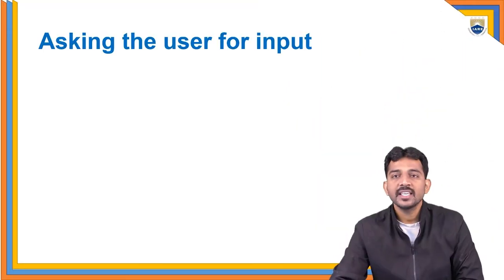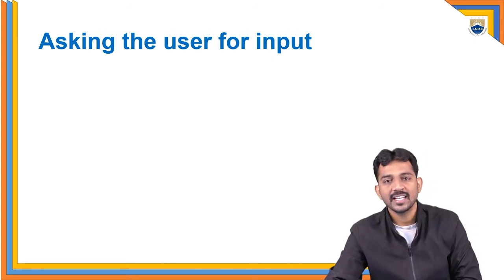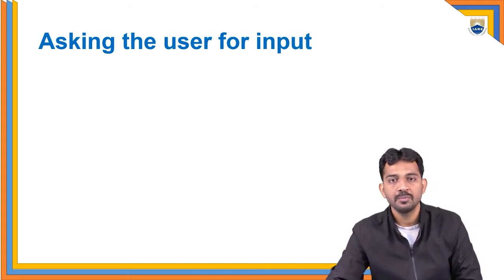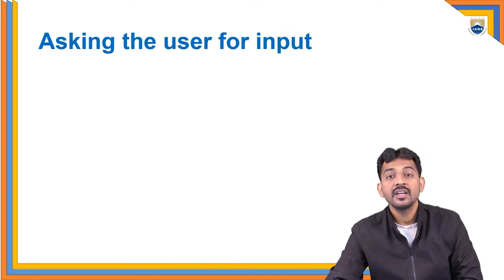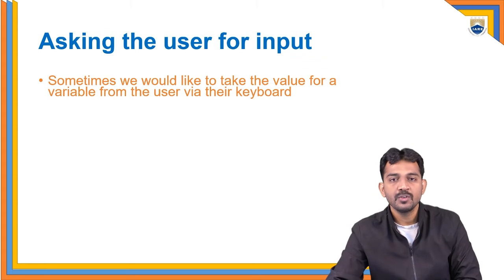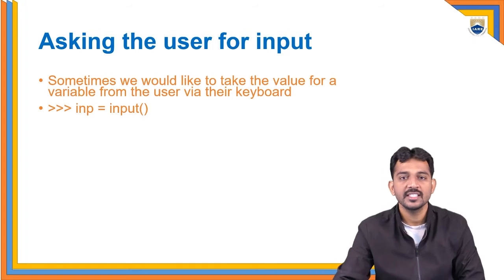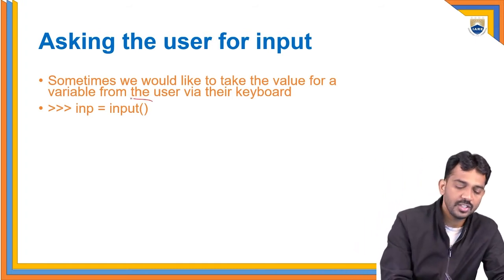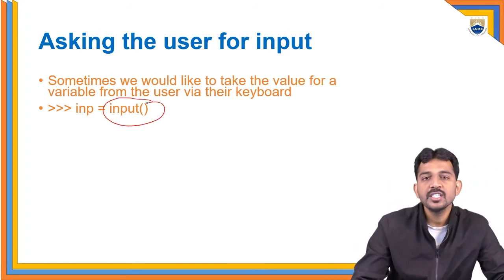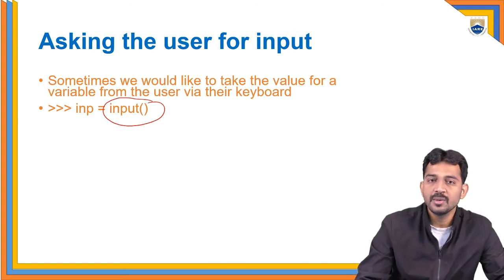Let us see. Asking the user for input means, up to now you initialized the data statically. Now we are going to read the data from the input. So how are we going to read the data from the input? We have one function, the input function. Sometimes you would like to take the value for variables from the user, which means this is dynamic data. For that reason, you need one function, that is input. The function name is input. Input is a function to read the data from the input.